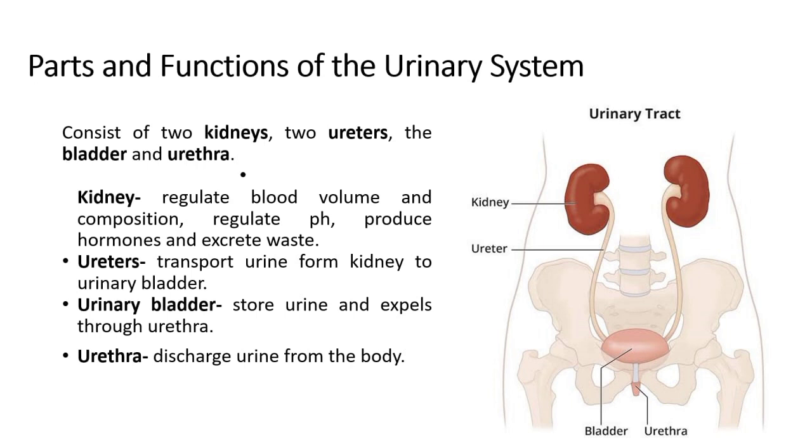Of course, our kidneys regulate ions in the blood and regulate blood volume, so they adjust the volume of blood by eliminating it in the urine, and they produce hormones and excrete waste. The bladder is the place where urine is stored, and the ureters are tubes that transfer the urine to the bladder. The urethra transfers urine from the bladder to the outside of our body.